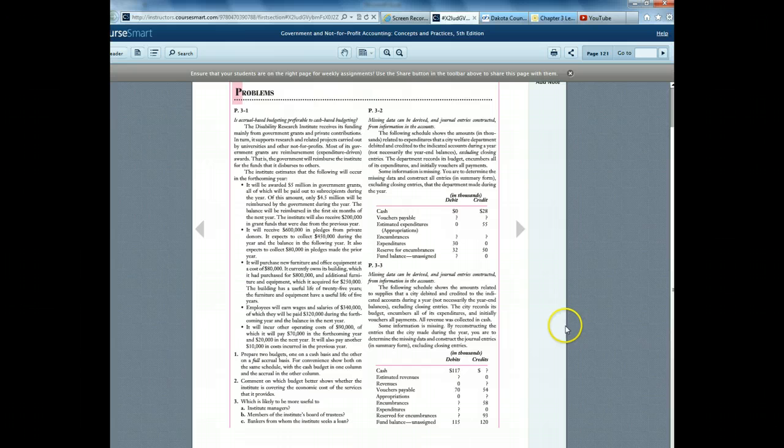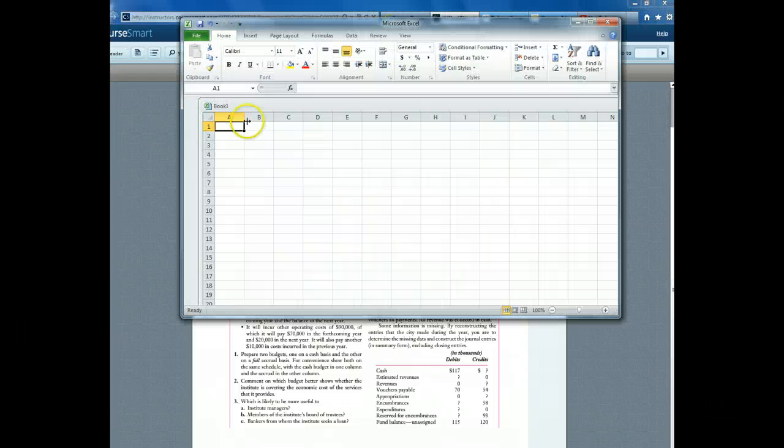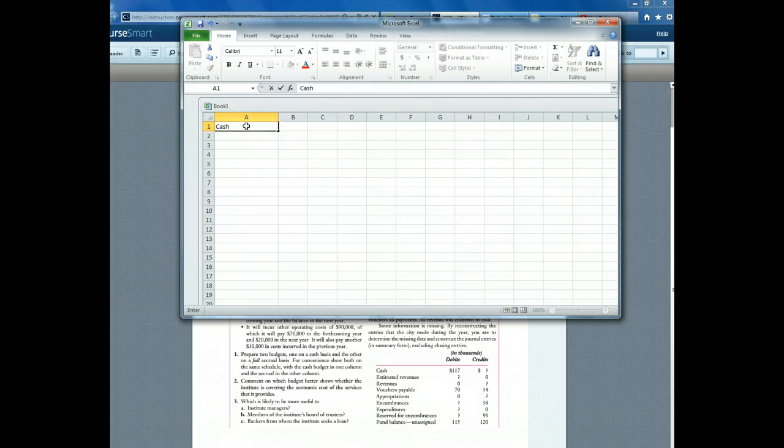We see cash of 117, credits of, we're not sure. Okay, so this is what I want to do. I want to do cash, 117, question mark.